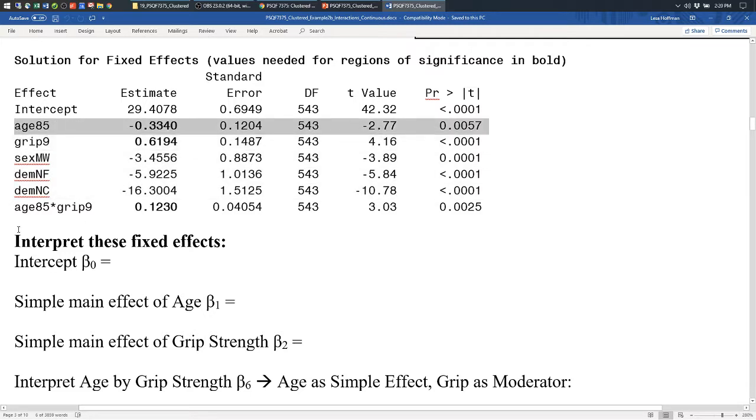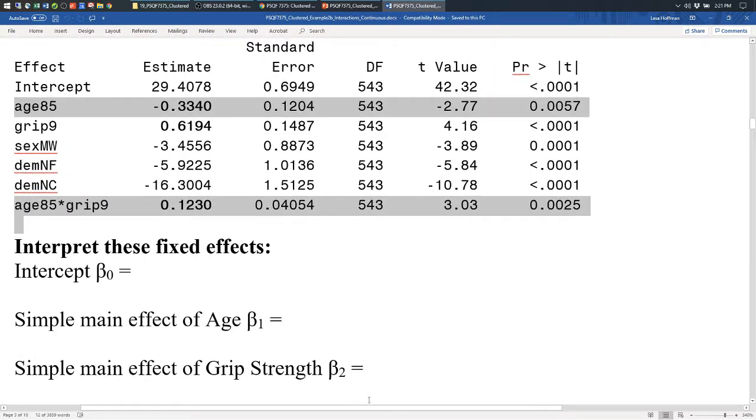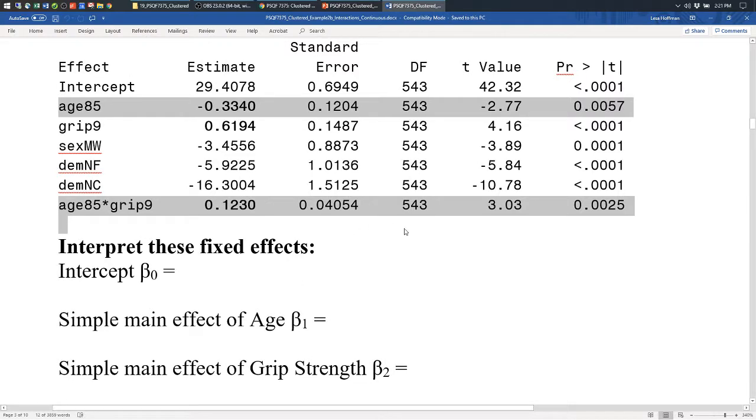So let's do the interaction term. It's significant. The interaction term itself is positive, but what it does depends on the direction of the main effect. So if we start with age, the simple main effect of age of minus 0.33, that is the change in cognition for a 1 unit difference in age. So cognition is lower in older people, right? But that's specifically in what kind of person? Grip 9.